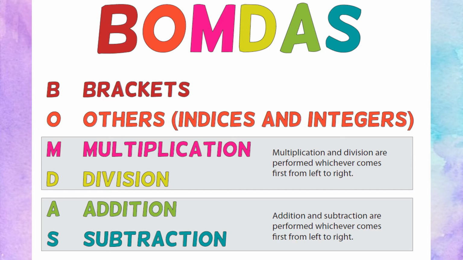Now we follow the formula of B first for brackets. Wherever you see brackets in an equation, you always solve the operation that is within the brackets. Orders is another one we'll be looking at later on in the week.